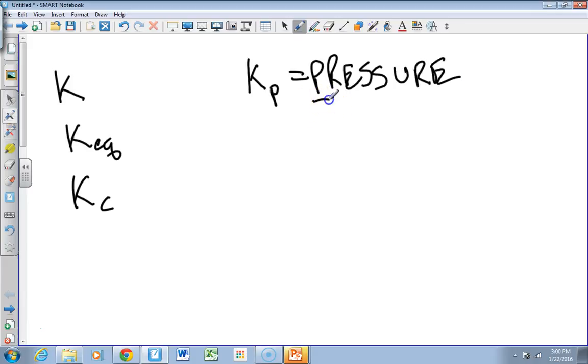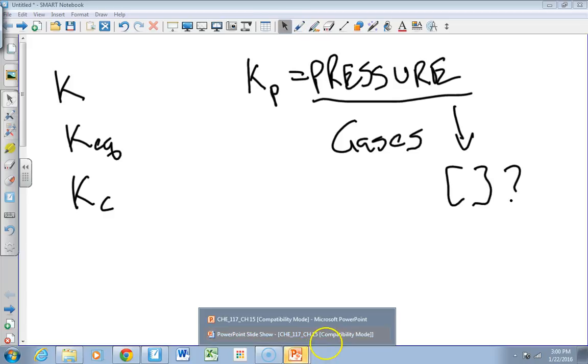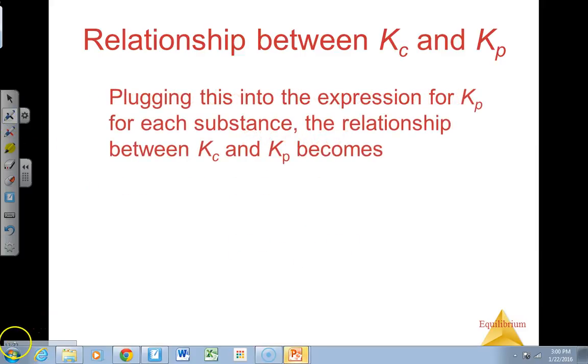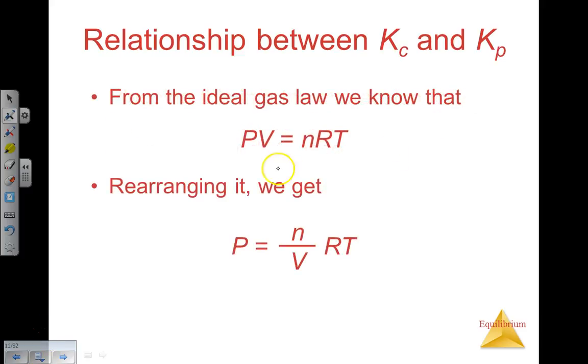But pressure can be related to concentration, though pressure is a property of gases. So how does pressure relate to concentration when it's dealing with gas? It has everything to do with the ideal gas law. For the ideal gas law, we get PV equals nRT. If you don't remember, go back and look at what it is.